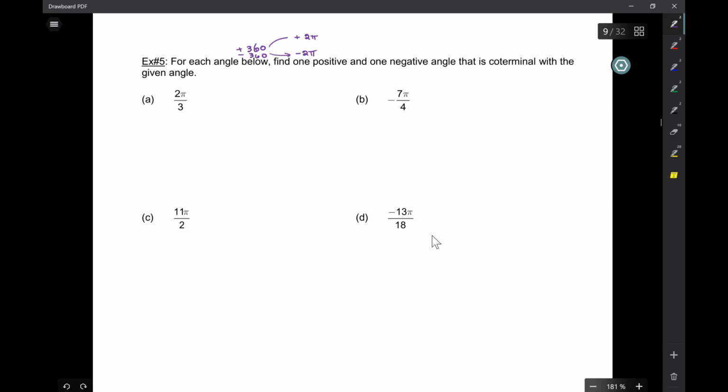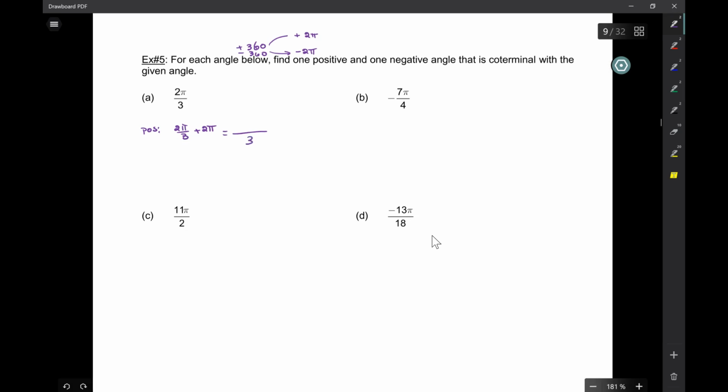So let's do that. Here, for the positive one, I'm going to do 2 pi over 3 plus 2 pi. And here, you need to be as quick with these as you possibly can, right? So here's my quick trick. The denominator of 3 will be consistent, 3. Now we're going to do this loop. 3 times 2 pi is 6 pi, plus 2 pi is 8 pi over 3.